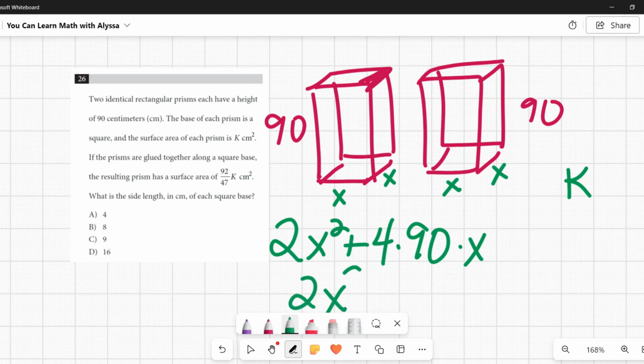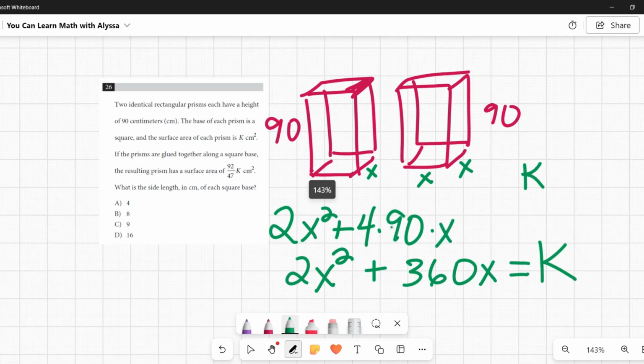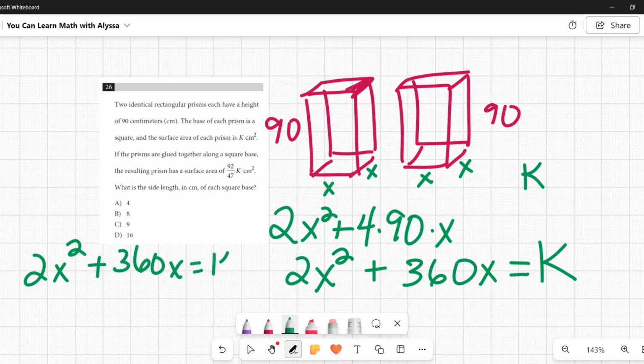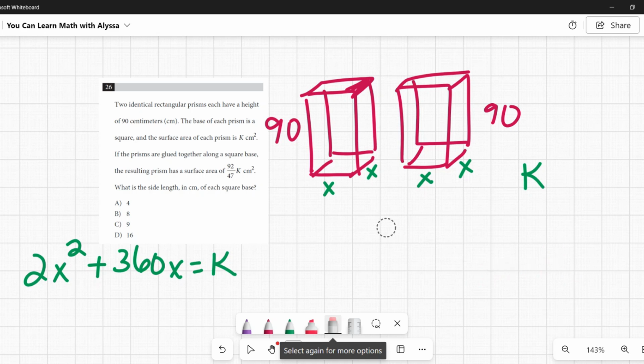So 2x squared for the top and bottom. 4 times 90 is 360. And all that added together equals k, the total surface area of 1. Okay, so I'm going to remember this. I'm going to write it over here. That 2x squared plus 360x equals k. Okay. All right, so the next part, what's the next thing that they tell us?